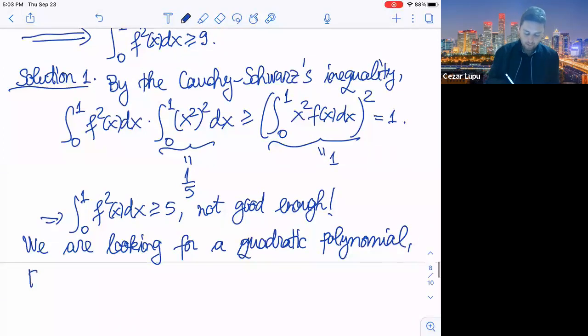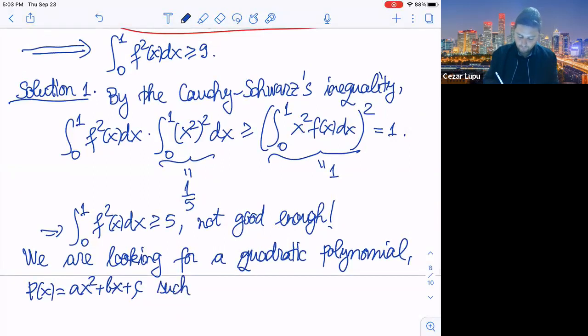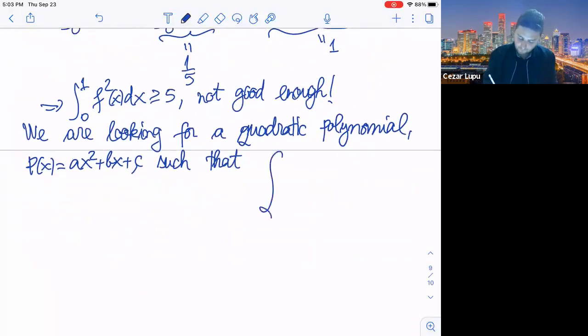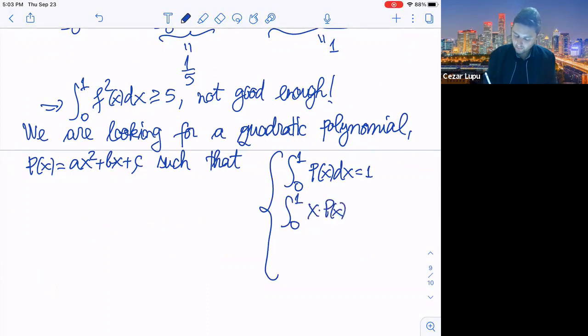Let's say p of x is ax squared plus bx plus c, such that these 3 conditions are met. Let me write them there. The integral from 0 to 1 of p is 1. The integral from 0 to 1 of x times p of x dx is 1. And the integral from 0 to 1 of x squared p of x dx is 1.